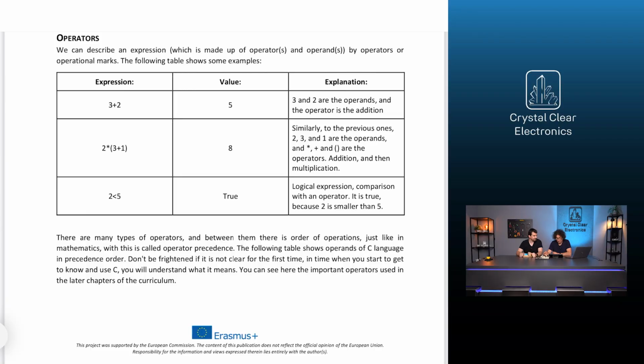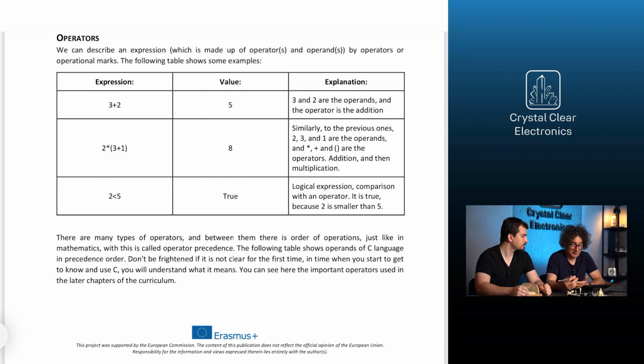We can perform different operations on variables. We call them expressions, and then this set of expressions determines how the program works. Let's look at some of them. We can describe an expression by operators or operational marks. The following table shows some examples for these expressions.